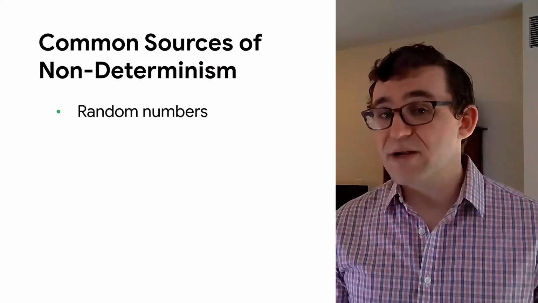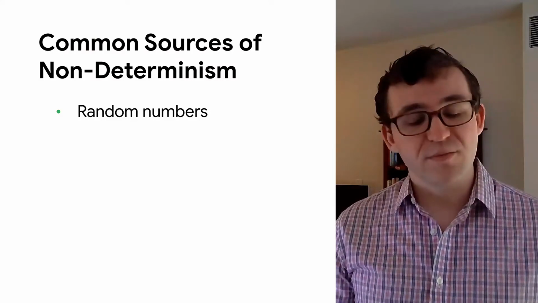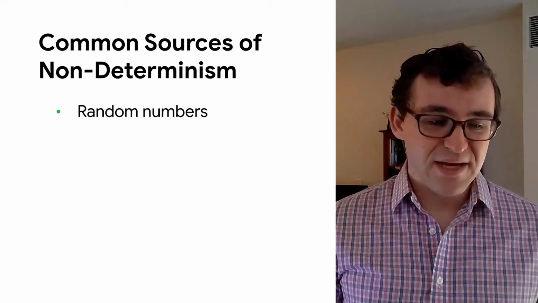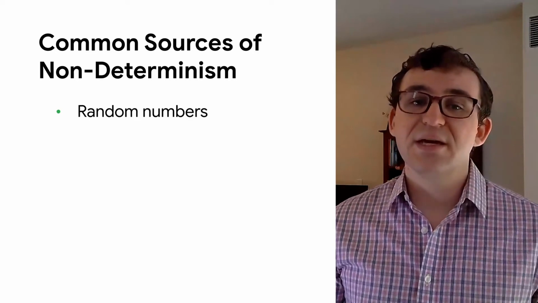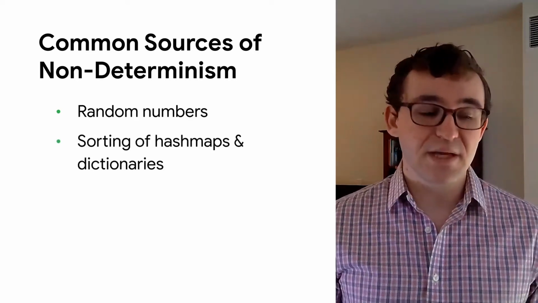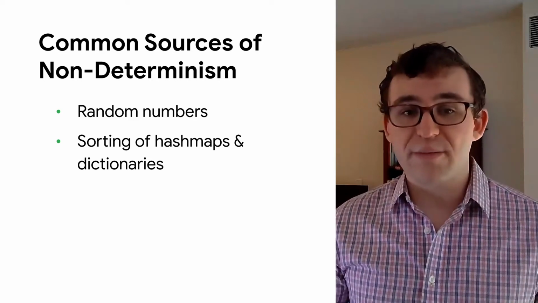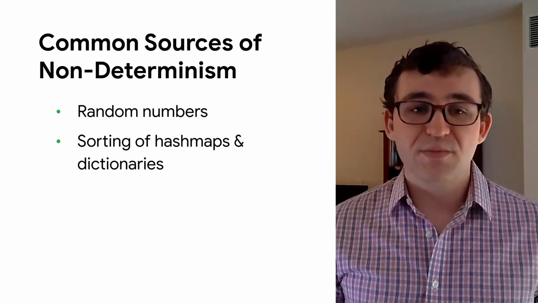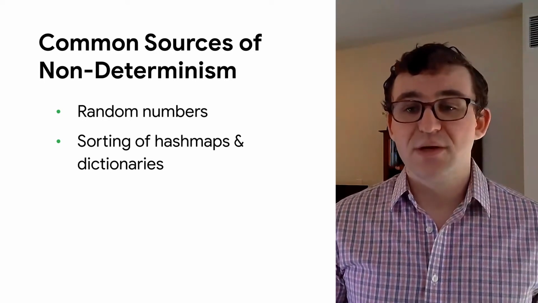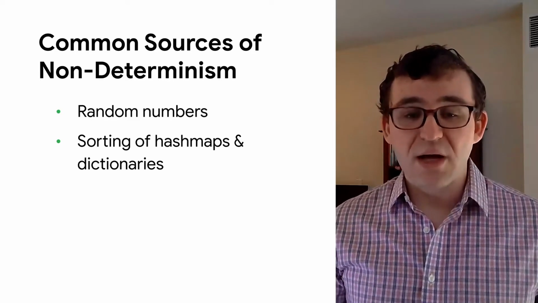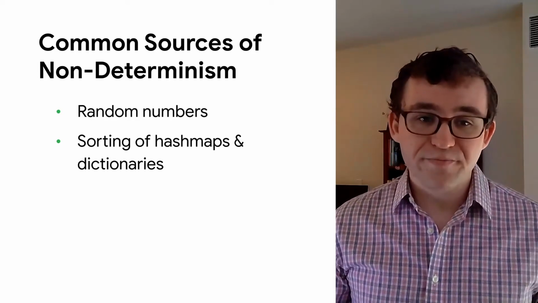Now, there are a couple of common sources of non-determinism that I've run into over and over. The first one of them is random numbers. It shouldn't be much of a surprise that randomness is kind of the enemy of determinism. The next is sorting of hash maps and dictionaries. Many programming languages use random sorting of dictionaries, and so when those dictionaries get written out as outputs, their contents can be jumbled from run to run.